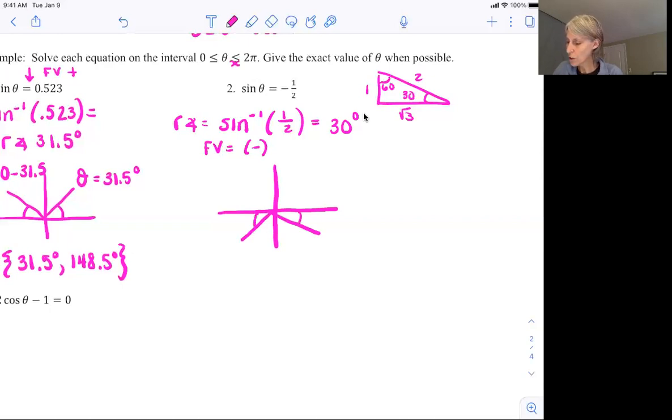So we have to adjust and find the value of this angle, 180 plus 30. So one solution is 210. 360 minus 30. Our other solution is 330 degrees. And we can put it in set notation to be nice and official.